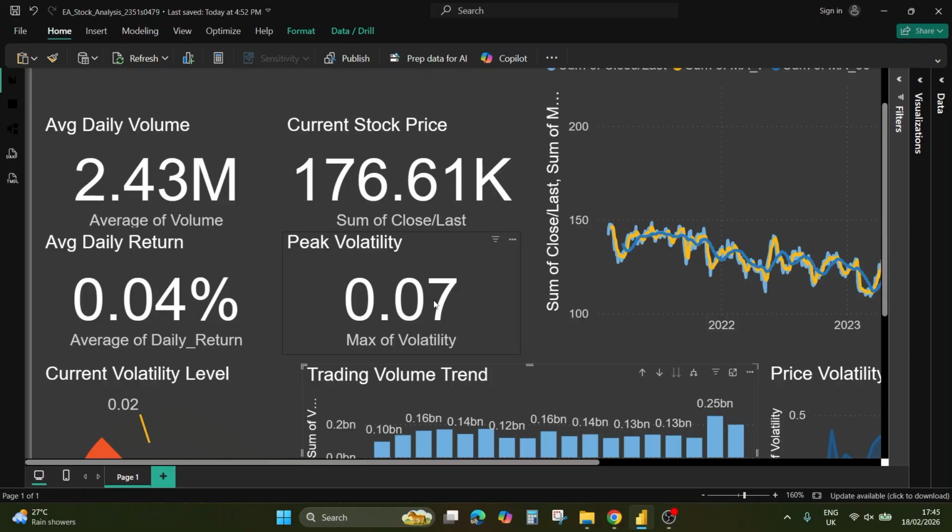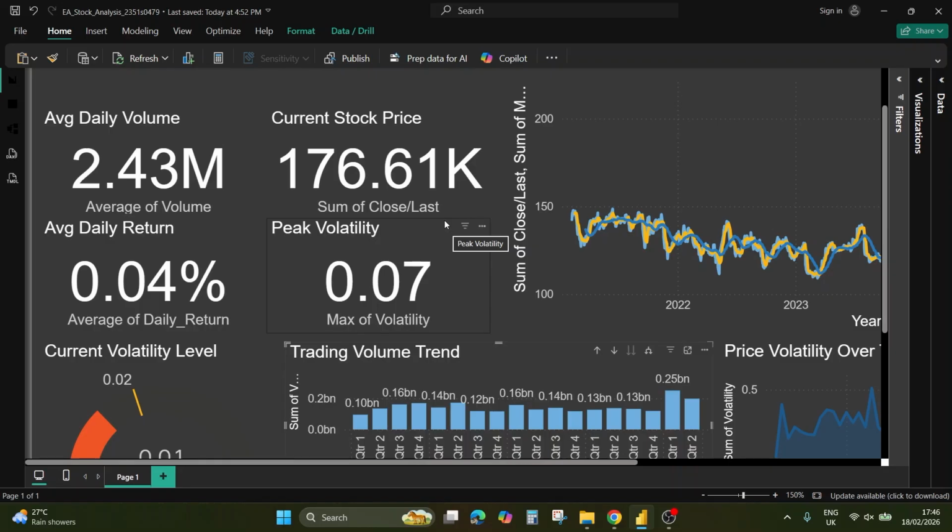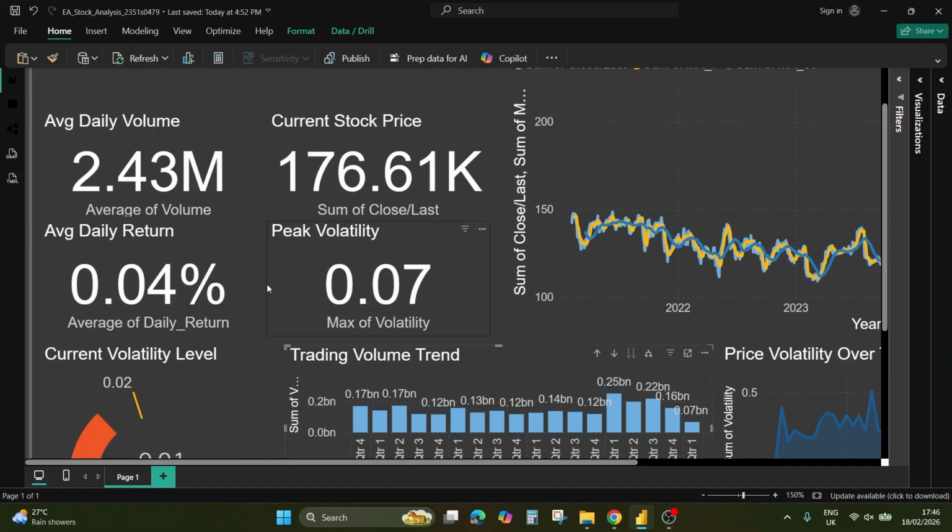The final component is the interactive Power BI dashboard, which translates technical analysis into business intelligence for decision making. The dashboard displays four key performance indicators: current stock price, average trading volume, peak volatility, and average daily return. These KPIs provide a quick status snapshot. The main price trend chart shows stock performance over time with both short-term and medium-term moving averages overlaid. This supports investor relations communications about market performance.